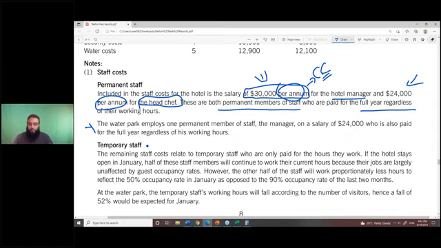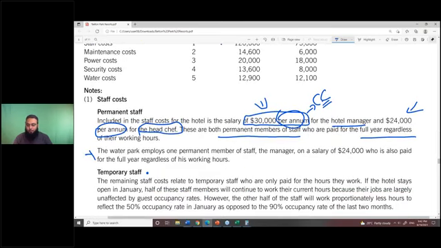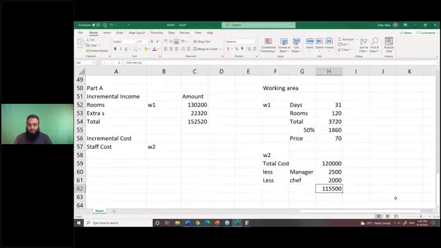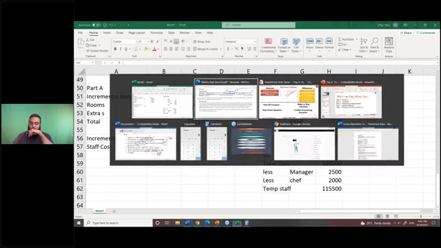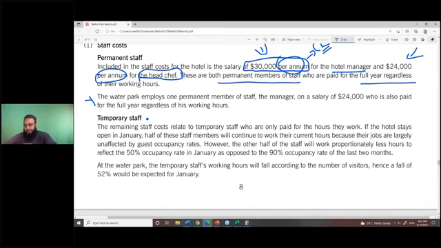Now, this staff cost includes temporary staff as well. So once I've excluded the permanent staff here, this basically remains the cost for temporary staff. So this is the temporary staff cost left now. Let's see what it says. The remaining staff costs, it says remaining, so that's 115, relates to temporary staff who are only paid for the hours they work. Okay, who are only paid for the hours they work, right? That's variable. If the hotel stays open in January, half of these staff members will continue to work, okay, because they are paid on the basis of hours.